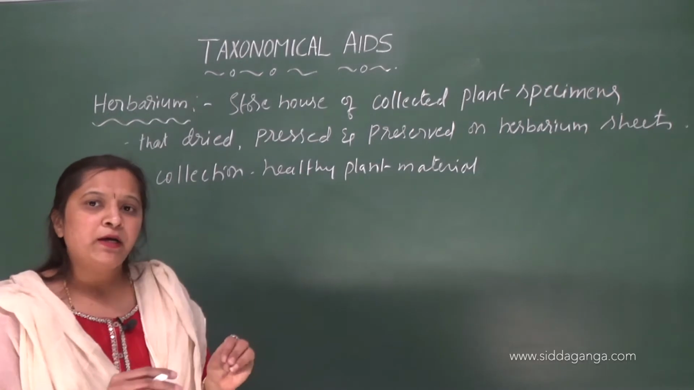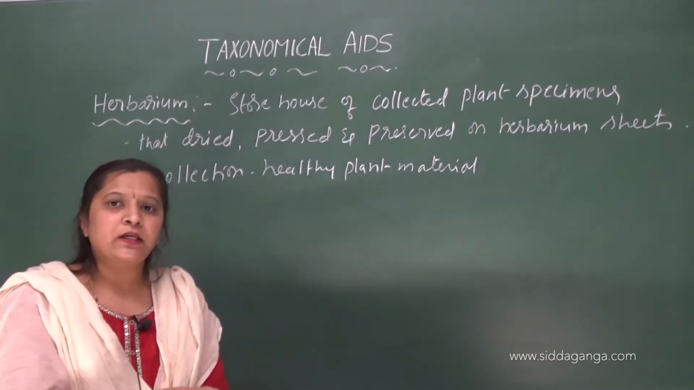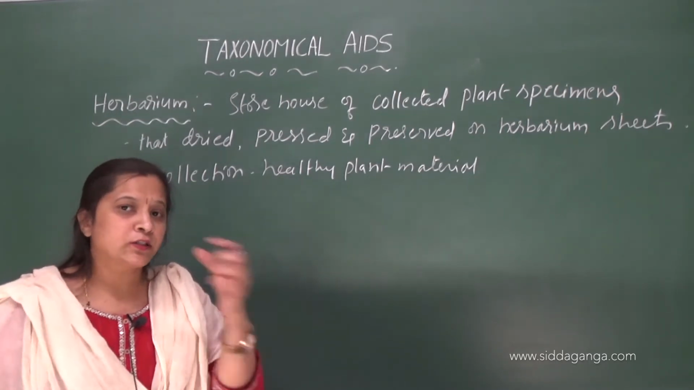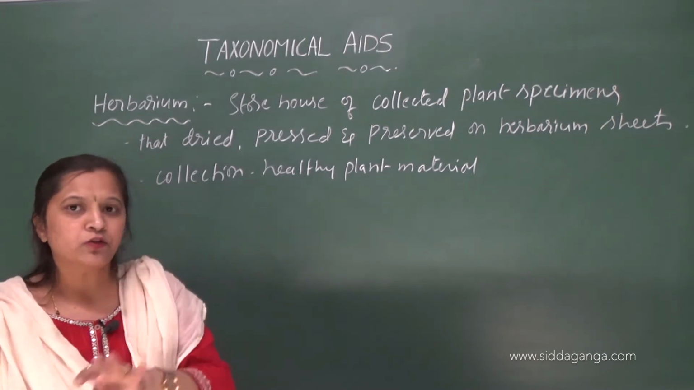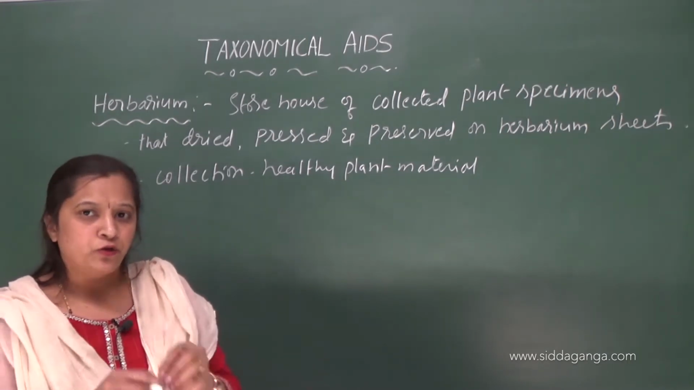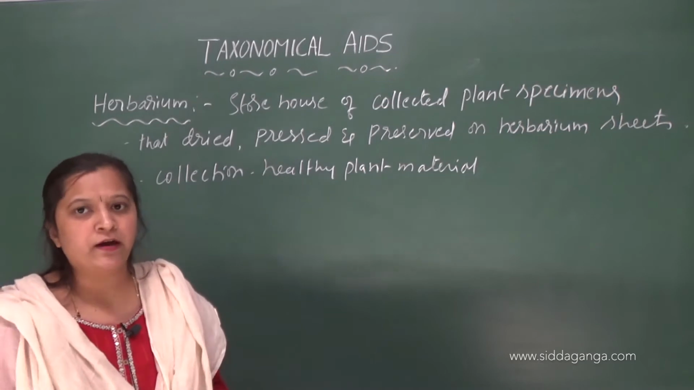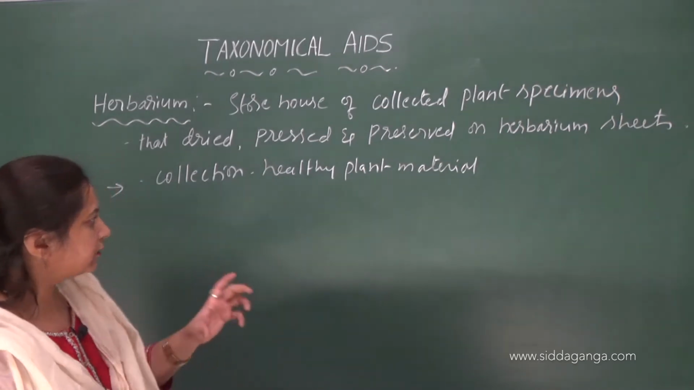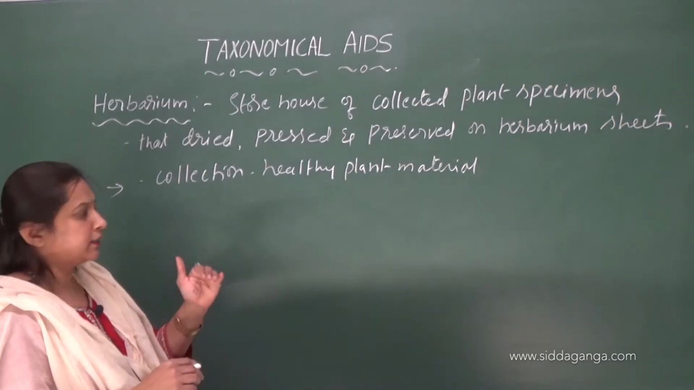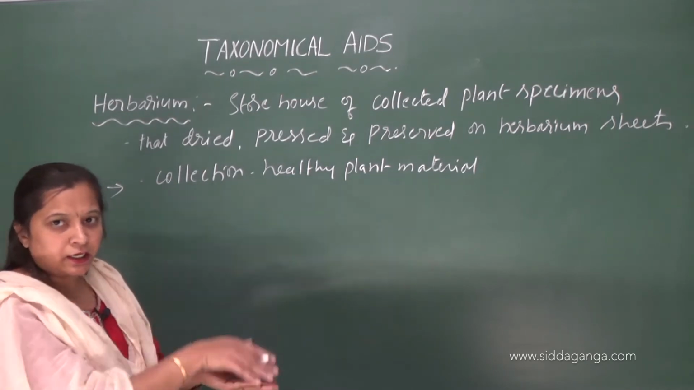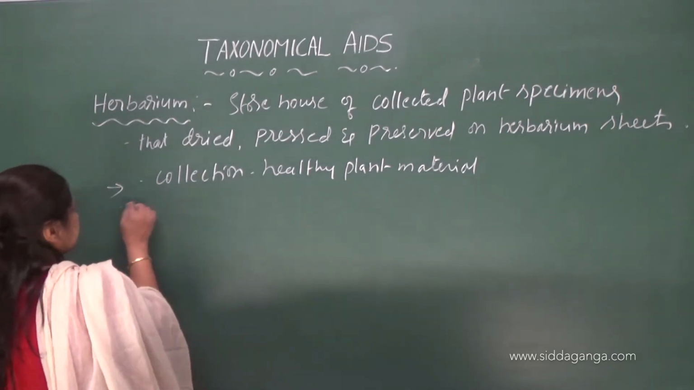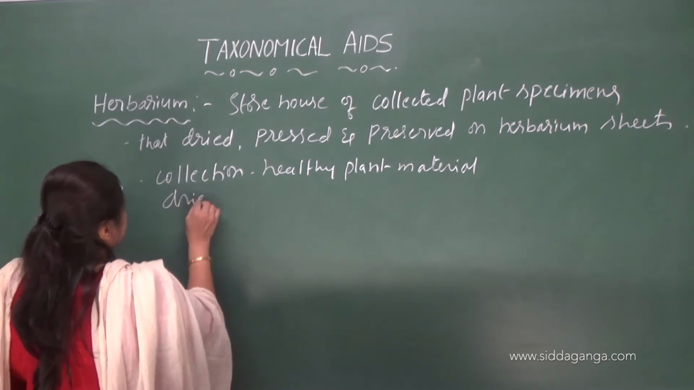So once the plant material is collected, it is pressed in newspaper folds. Those moist newspaper folds are changed frequently to avoid decaying of the plant. So the plant material which is collected is dried by pressing in newspaper folds. Once it is collected, the next procedure is drying.